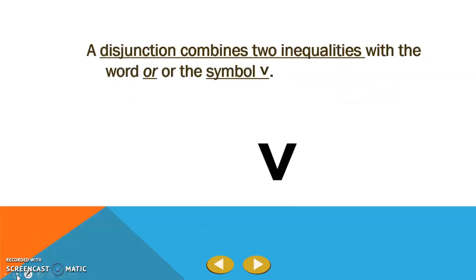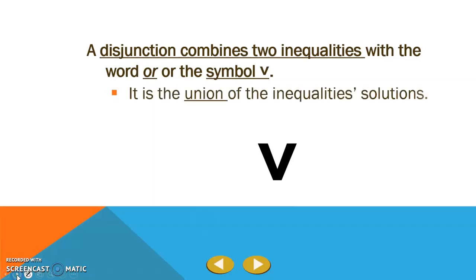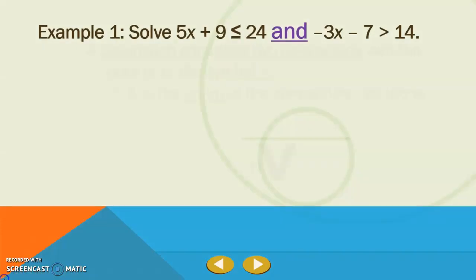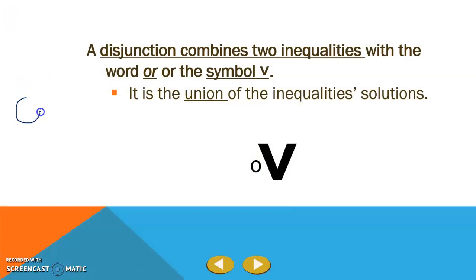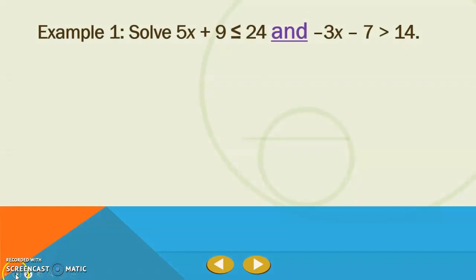A disjunction combines the two inequalities with the word or the symbol that looks like a V. It is the union of the inequalities' solutions. Thinking back to a Venn diagram, the overlapping part, what they have in common, that would be like your conjunction between your two inequalities. And then the totality of the two circles, everything that's in the two circles, that would be your union of your two inequalities.